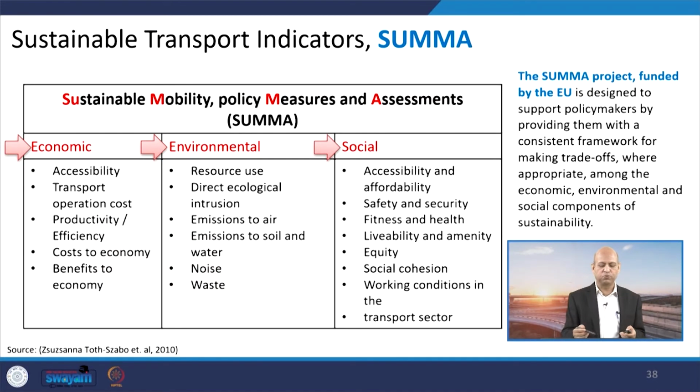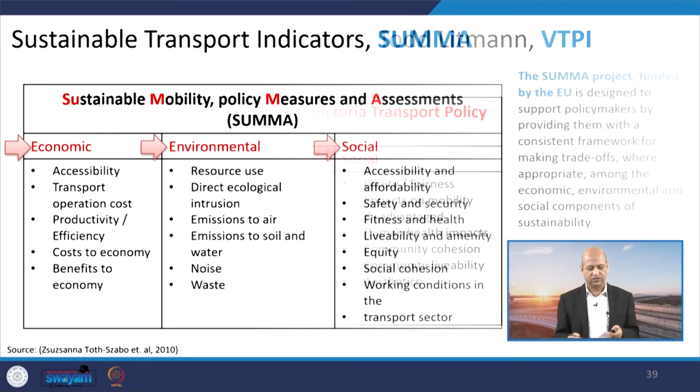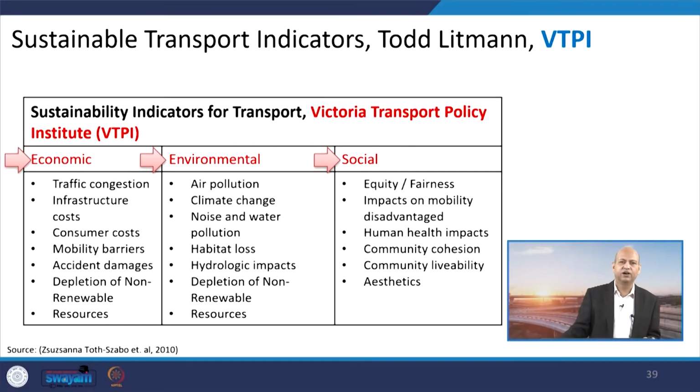Similarly, there is this EU project on sustainable mobility policy measures and assessments, SUMMA. This also has economic, environmental and social, three major basic aspects. In that you can have accessibility, transport related issues, operations cost, etc. Environmental, you can have noise, waste, etc. Social, accessibility, equity, all those things are there. So, they have given a very easily understandable list which can be followed very easily.